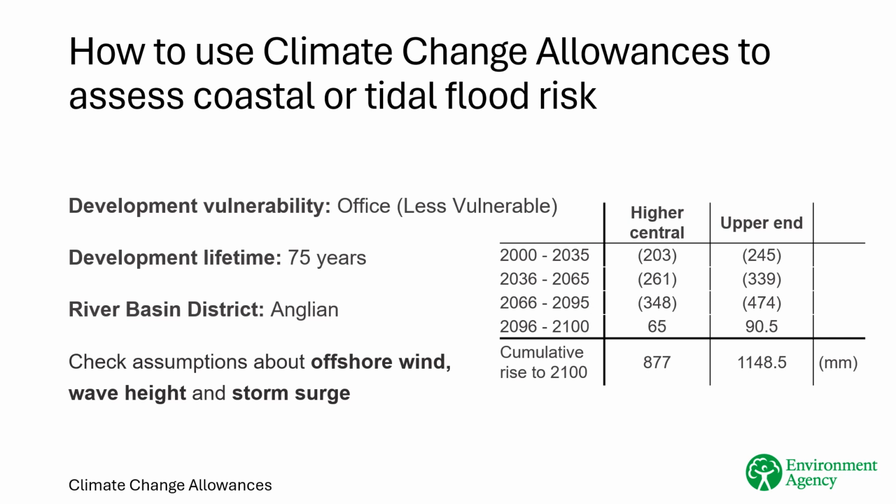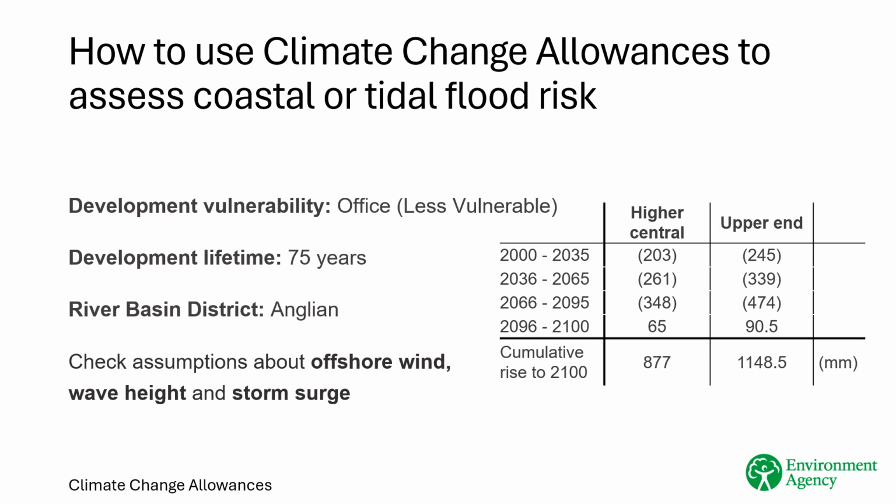In this case, to find the higher central allowance, you need to add together the cumulative rise for the first 3 epochs. These numbers are shown in brackets on the screen under the higher central column, giving you the values of 203, 261 and 348 millimetres. This gives you a running total of 812 millimetres.